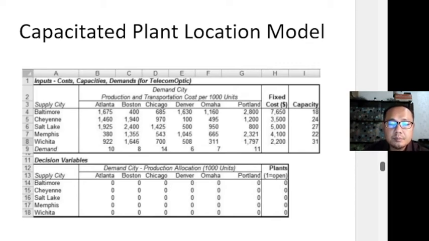Okay, so Telecom Optic will have five factories from which to serve the market. Management is debating whether all five factories are needed. So it has assigned a supply chain team to study the network for the combined company and identify the plants that could be shut down.